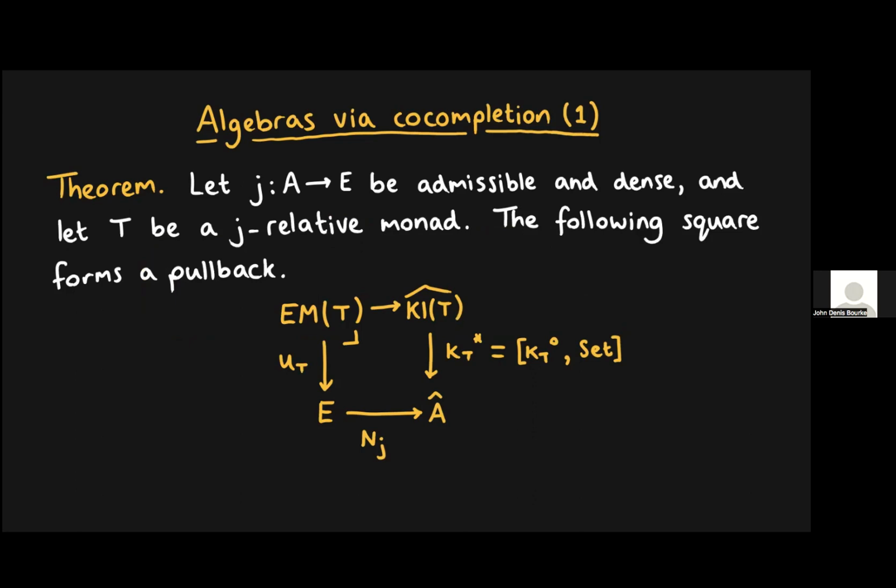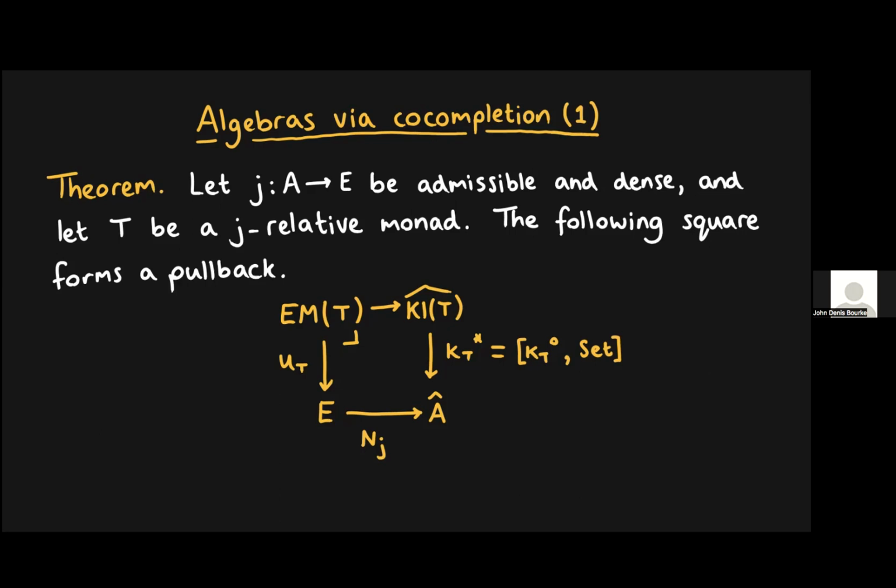So to talk about the model algebra correspondence, we're going to use the following theorem. We're going to take some functor J, as before, and we're going to ask that it's dense and also satisfies some smallness condition, so the definition of admissible means that we can form this nerve. That's the definition, but it can be rephrased in other ways. And then we're going to fix some J-relative monad T. In this case, there is a pullback square. And then we step through the pullback square.